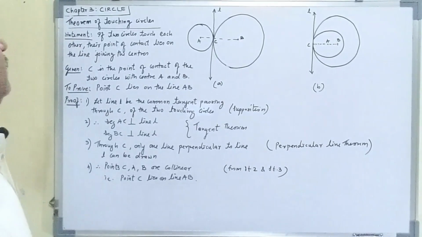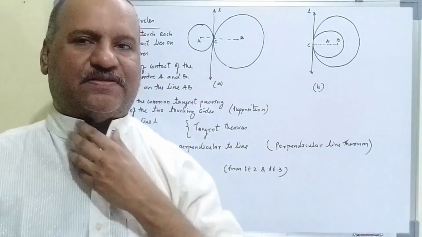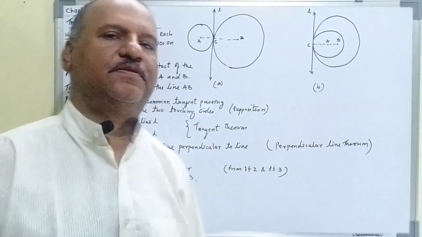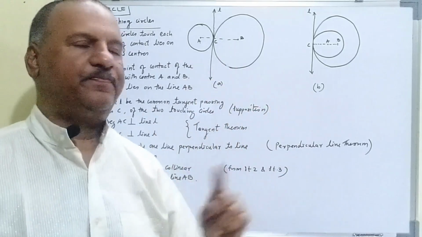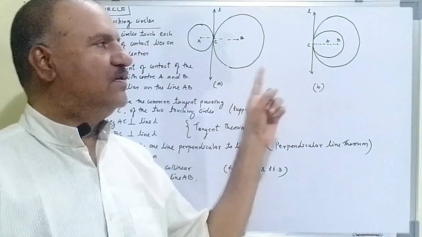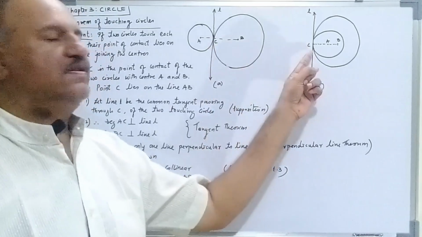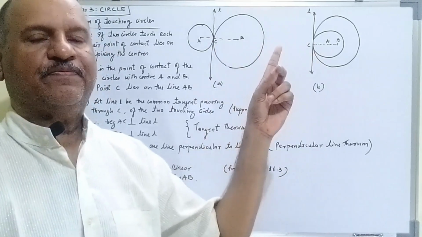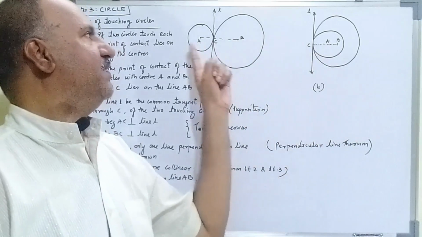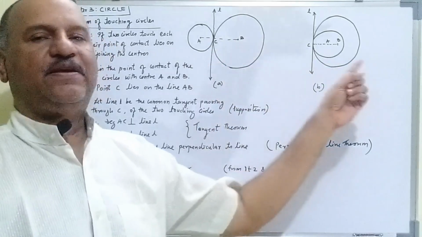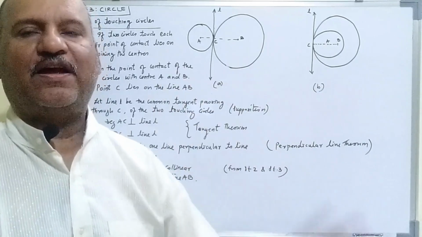Now we are in the theorem of touching circles. Now when two circles, look at this figure carefully. When two circles touch each other externally or internally, the point of contact, you can see C is the point of contact of both the circles, lies on the line joining the centers, that is A and B. That means point C lies on line AB. In short, points A, B and C are collinear points.